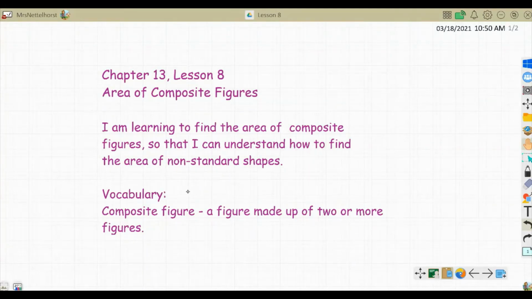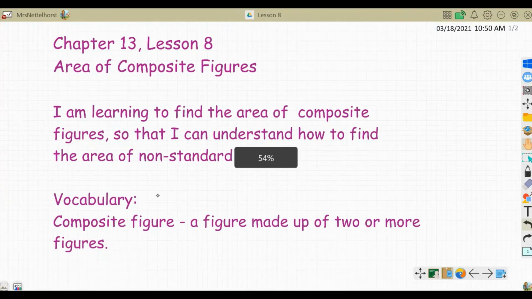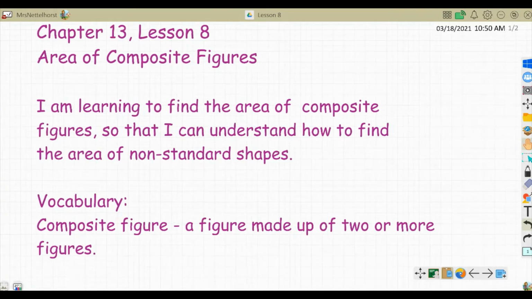Hi, boys and girls. Today we are doing Chapter 13, Lesson 8, which is titled Area of Composite Figures. So our learning intention is: I'm learning to find the area of composite figures so that I can understand how to find the area of non-standard shapes. And those non-standard shapes would be like the floor of a house or the floor of a tree house or an odd-shaped wall that you want to put, I don't know, wallpaper or something on.